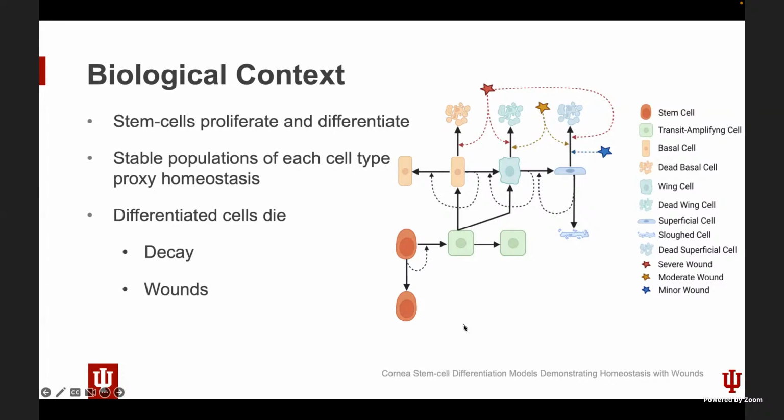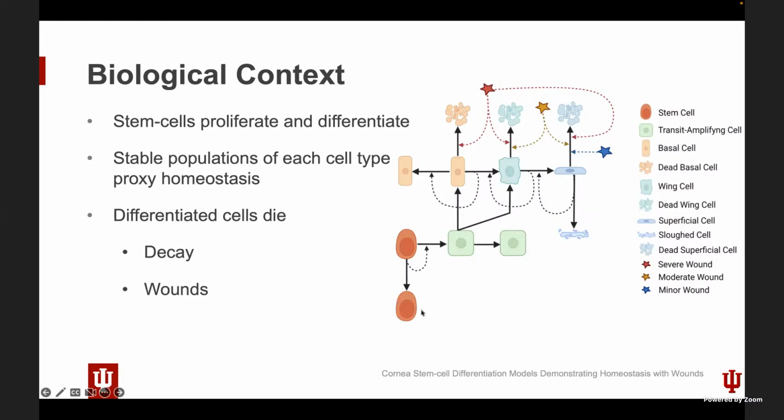As a proxy for homeostasis, we're going to try to stabilize these populations. And then once we start playing around with the differentiated cell deaths, we're going to have two different ways for those cells to die off, through just a decay function. And then we're going to allow the users to introduce these simulated wounds.